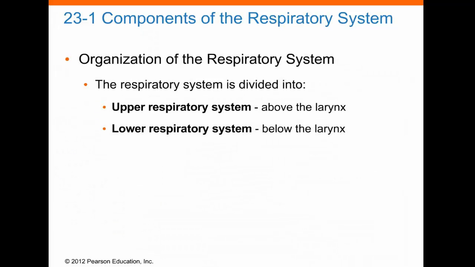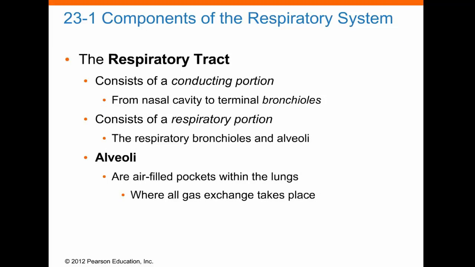The respiratory system is divided into 2 parts: the upper respiratory system above the larynx and the lower respiratory system, which is below the larynx. So the respiratory tract consists of 2 portions as well. One is called the conducting portion. It conducts air from the external environment to the terminal bronchioles. And then you have the respiratory portion, and these are the respiratory bronchioles and the alveoli.